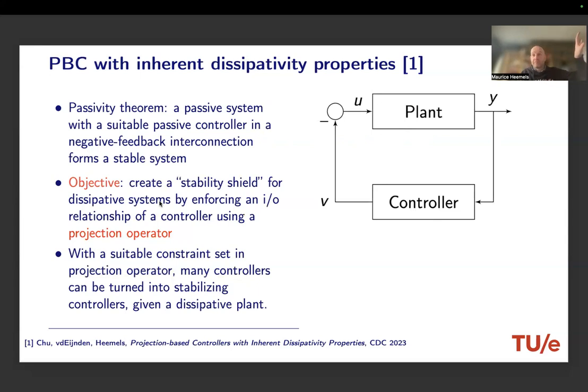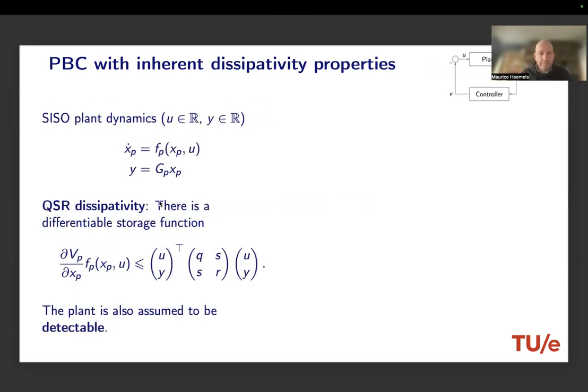So you put a stupid controller, but we're just putting a smart projection around it. You make sure that still the closed loop system is stable. So sort of a stability shield, if you will. So you can put quite aggressive, maybe unstable controllers there, but by just simply projecting, you make sure the closed loop is stable. Right, and the way is by introducing the right dissipativity properties into the controller by proper projection.